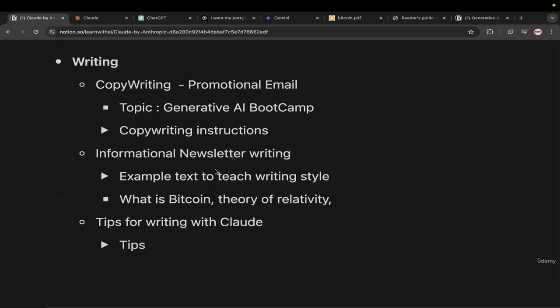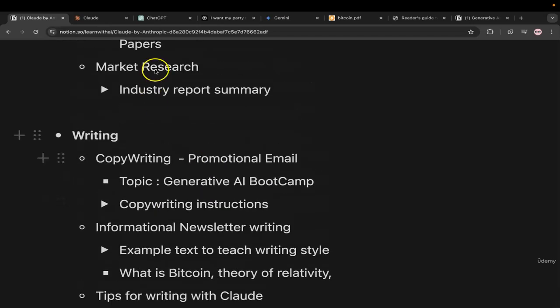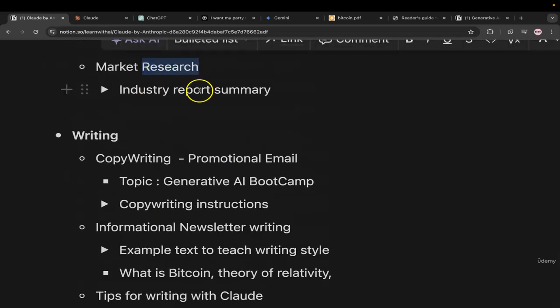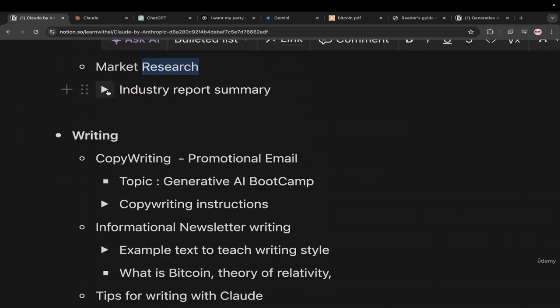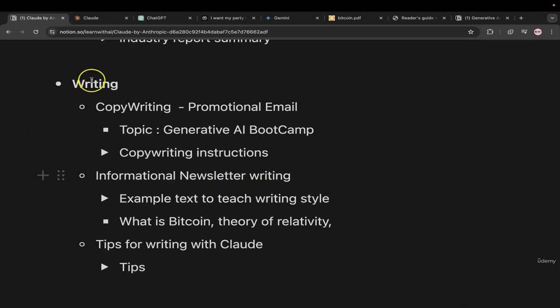So far in this section, we talked about how we can use Claude for market research, for qualitative research, whether it's academic or industry report, and we use specific templates to get the exact information that we needed from long-form text. Then we talked about writing.